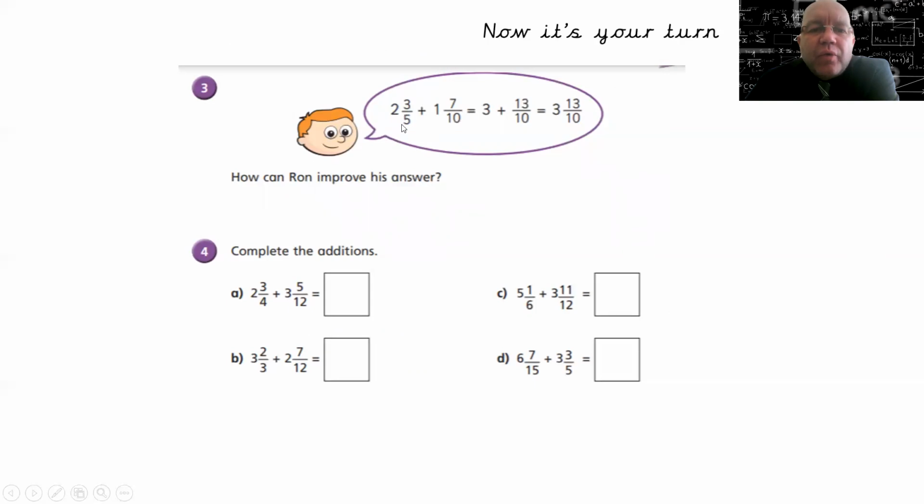So question 3, Ron has written out his calculation. He's got 2 and 3/5 plus 1 and 7/10, and he's got an answer of 3 plus 13 over 10, which is 3 and 13/10. How can he improve that answer? You should be looking at the answer thinking, ugh, that's a bit horrible. So how can he improve that 3 and 13/10? And then question 4, have a go at those additions, a bit more practice. Okay, pause the video, have a go.